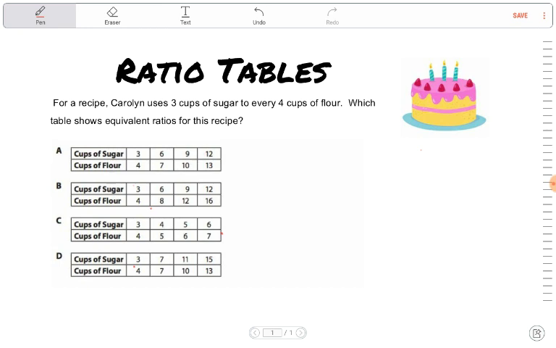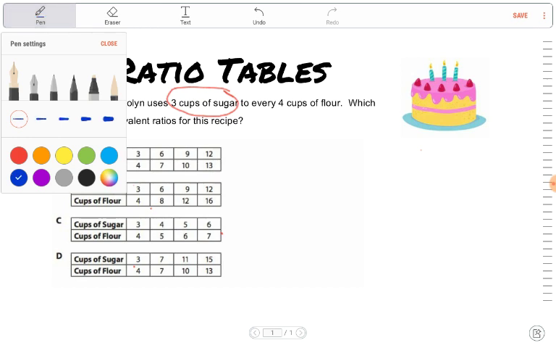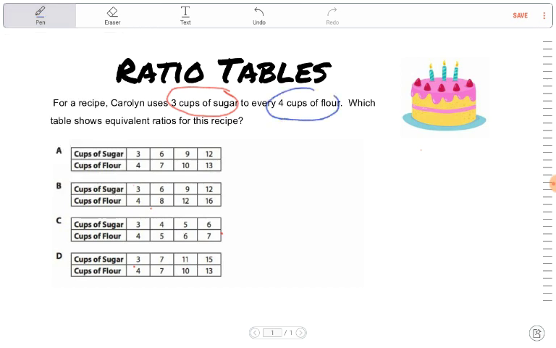So let's get started. For a recipe, Carolyn uses 3 cups of sugar to every 4 cups of flour, 3 cups of sugar to 4 cups of flour. Which table shows equivalent ratios for this recipe?